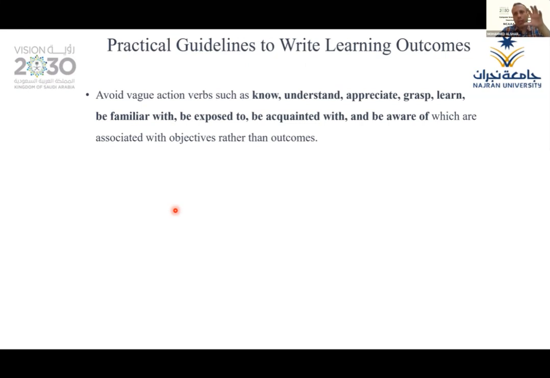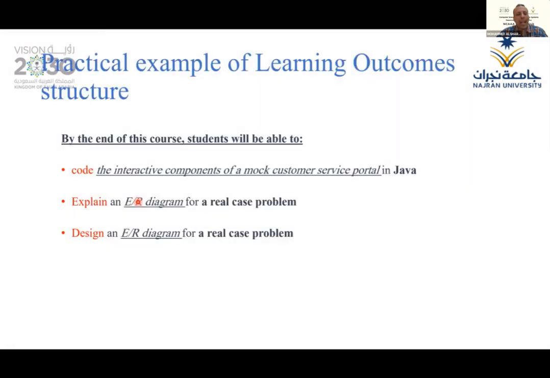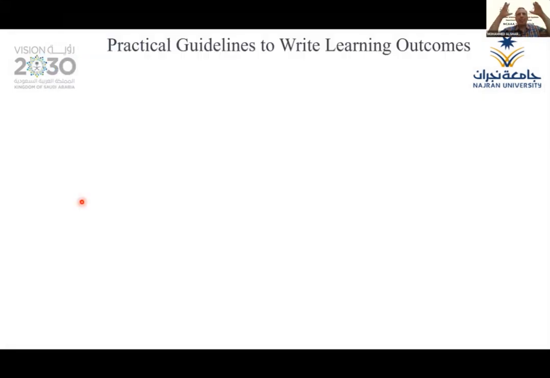One of the common mistakes that we found, and that could be asked about, so we should be ready for that: we should avoid using vague action verbs. It's not acceptable to use understand. For example, in the previous one, it's not acceptable to write understand an ERD diagram for a real case problem. And by the way, we found it many times in our syllabi when we were reviewing. Why is it not acceptable to write understand? Because understand is a vague action verb. Understand is a big word.